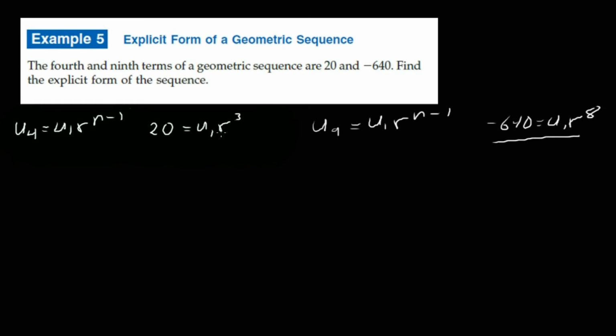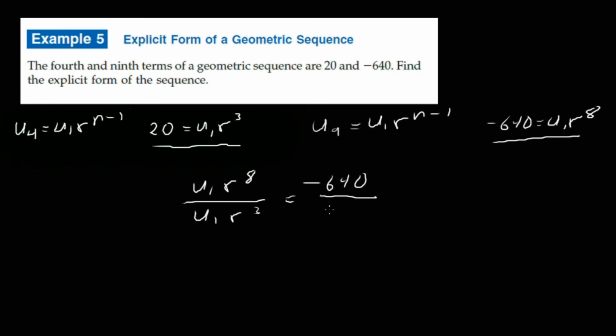Now we can use these two to find our common ratio. So we know that u sub 1 times r to the 8th divided by u sub 1 times r cubed is negative 640 over 20. Well, u sub 1 over u sub 1 cancels. R to the 8th over r cubed, we subtract our exponents and we get r to the 5th. Negative 640 divided by 20 is negative 32. So we just have to answer what to the 5th power is negative 32. Well, we know that negative 2 to the 5th power is negative 32. So our common ratio is negative 2.